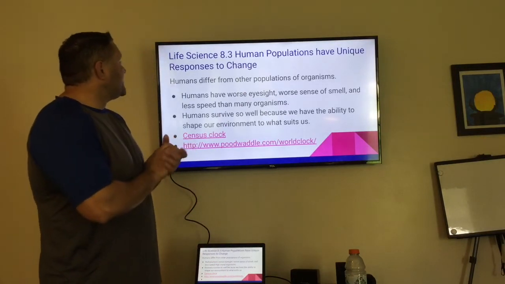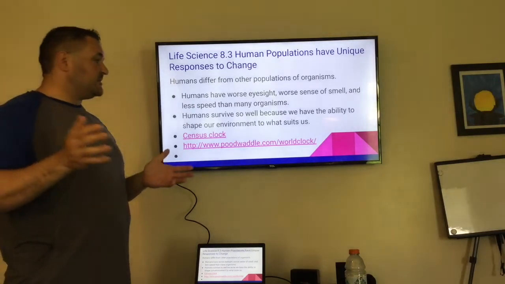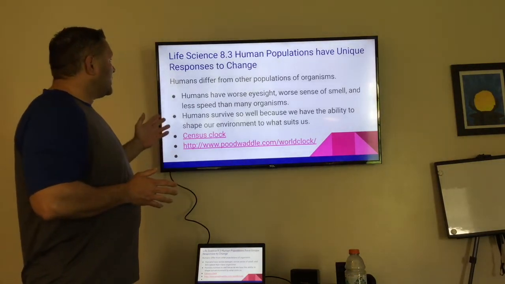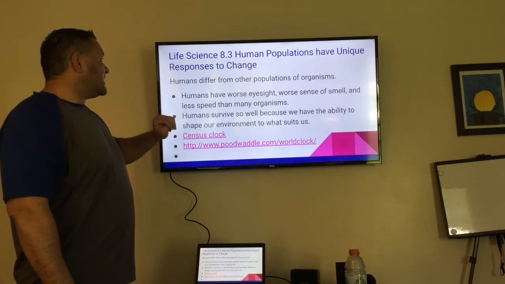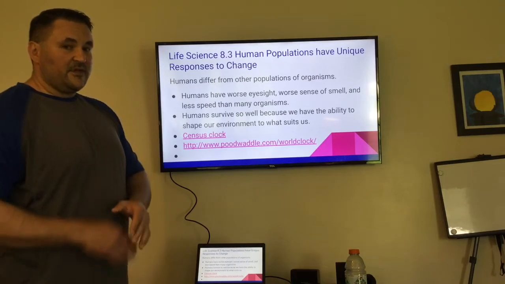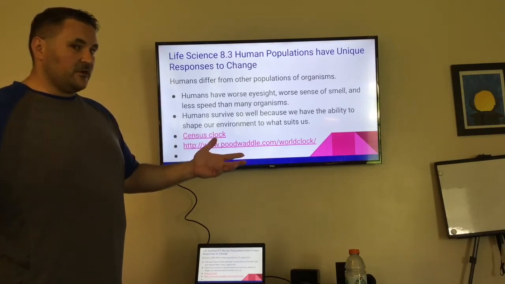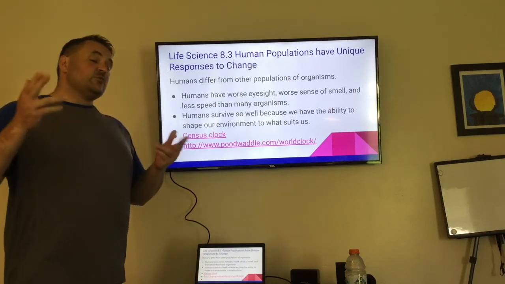Human populations have unique adaptations that allow us to get our population to continue to grow. Humans have the worst eyesight, the worst sense of smell, and we have some of the least amount of speed of any organism on Earth. But yet, we're the dominant organisms on Earth. Why are we so dominant? It's because we're so smart.